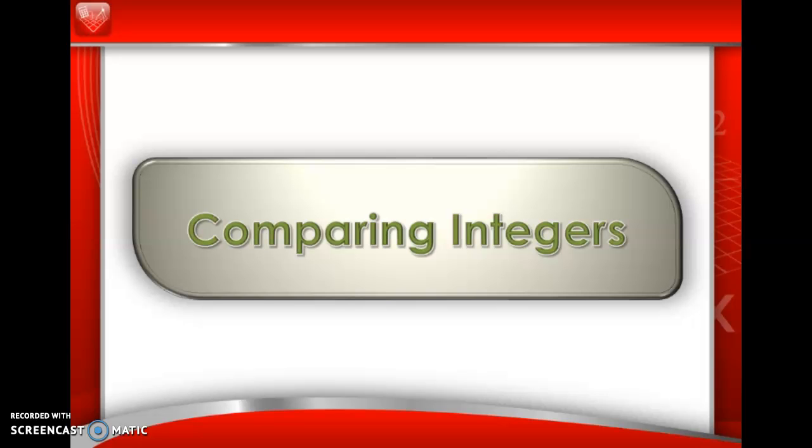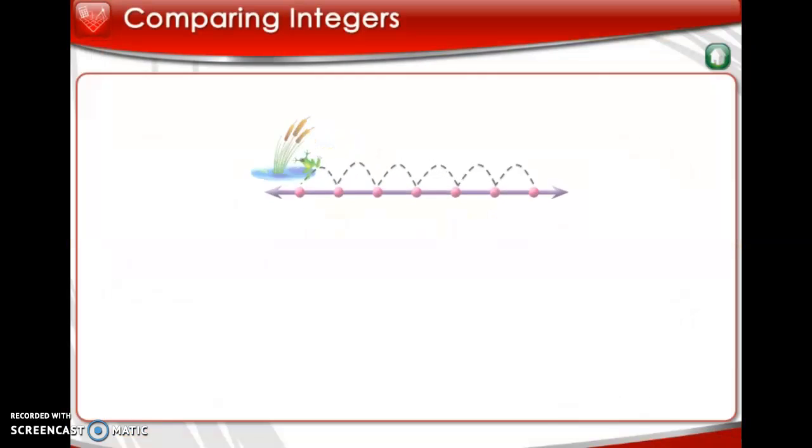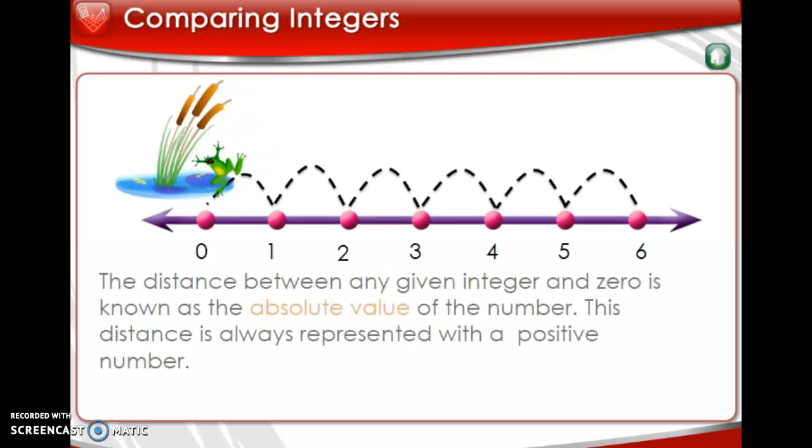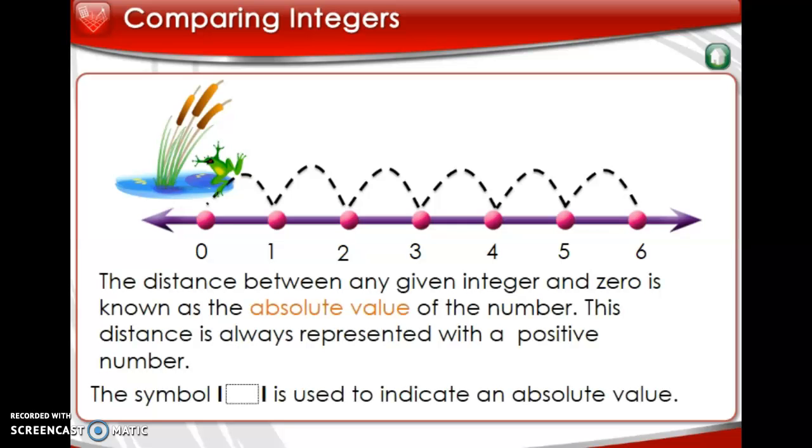Comparing integers. First, see this number line. We are talking about the absolute value. The distance between any given integer and zero is known as the absolute value of the number. This distance is always represented with a positive number. The symbol is used to indicate an absolute value.